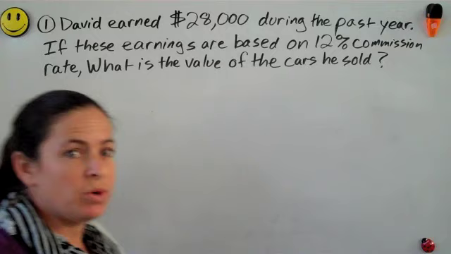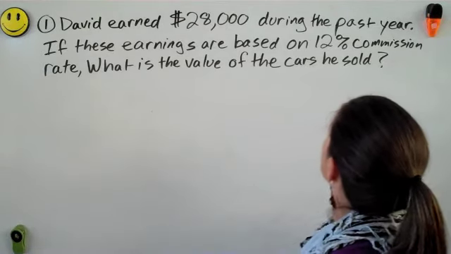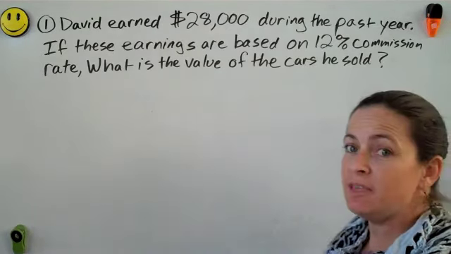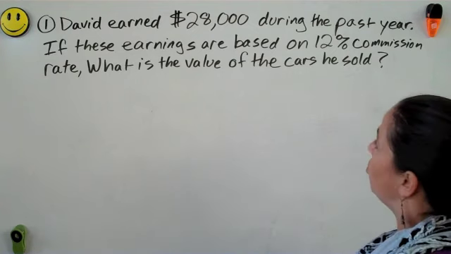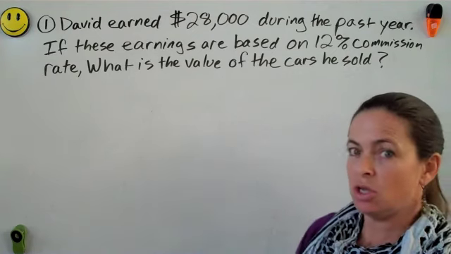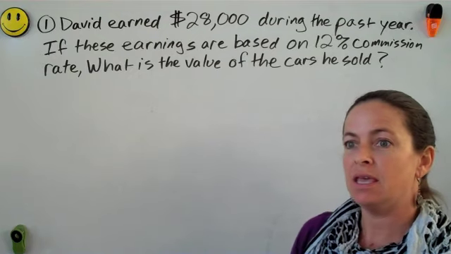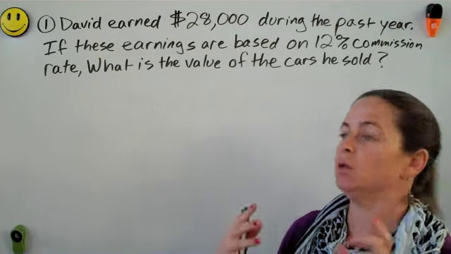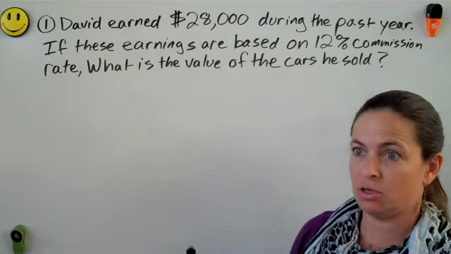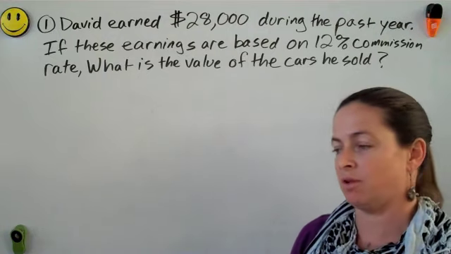David earned $28,000 during the past year. If these earnings are based on a 12% commission rate, what is the value of the cars he sold? So we're basically saying that David was only paid in commission, and the amount of commission that he made was $28,000. So we have two options of how we can go about solving this.